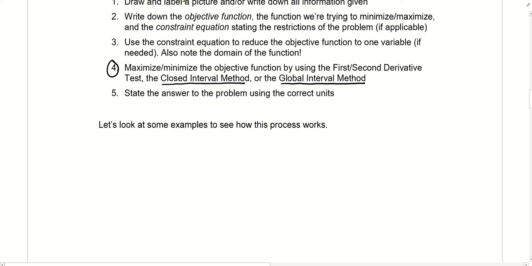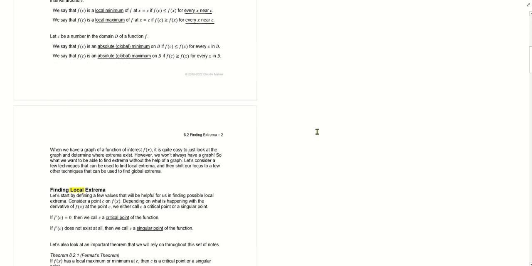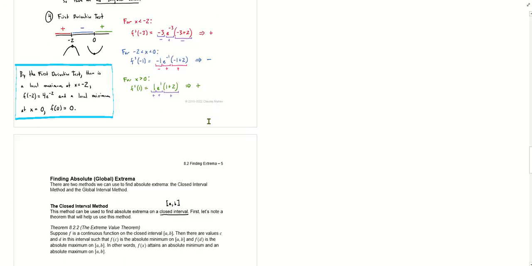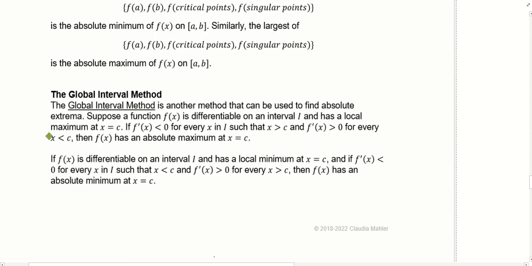So in order to use the global interval method, let me go back to topic 8 here, where we were talking about finding extrema. When we talked about the global interval method, the idea is if we are able to find a local extrema, and if there's only one local extrema, then we can automatically say that that local extrema is also a global extrema. In other words, if we find, for example, a local maximum, and there's only one local maximum, we can automatically say by the global interval method that that's also going to be an absolute or a global maximum.